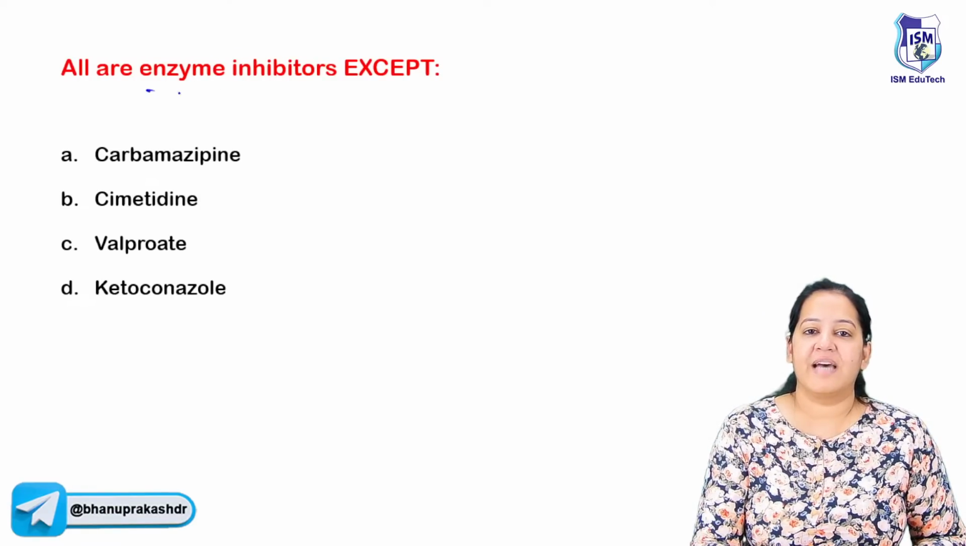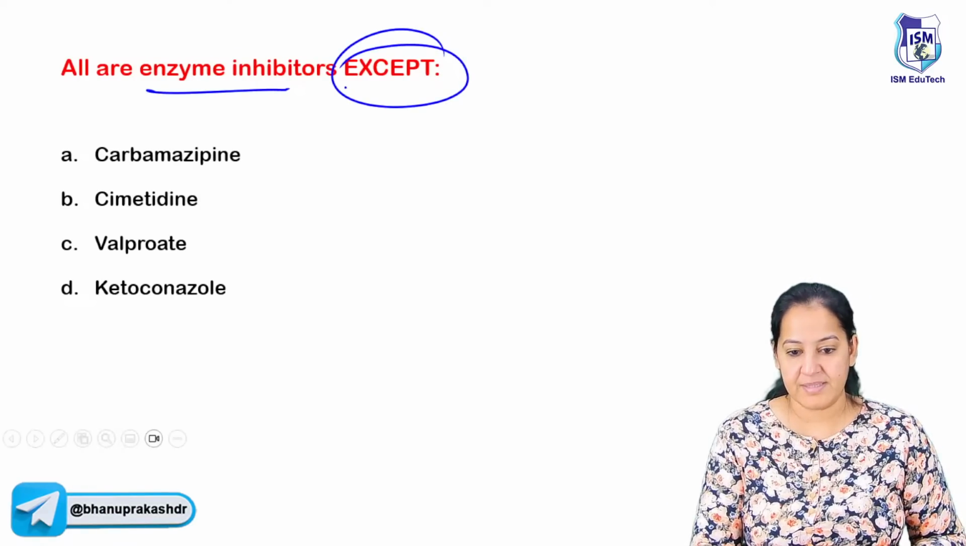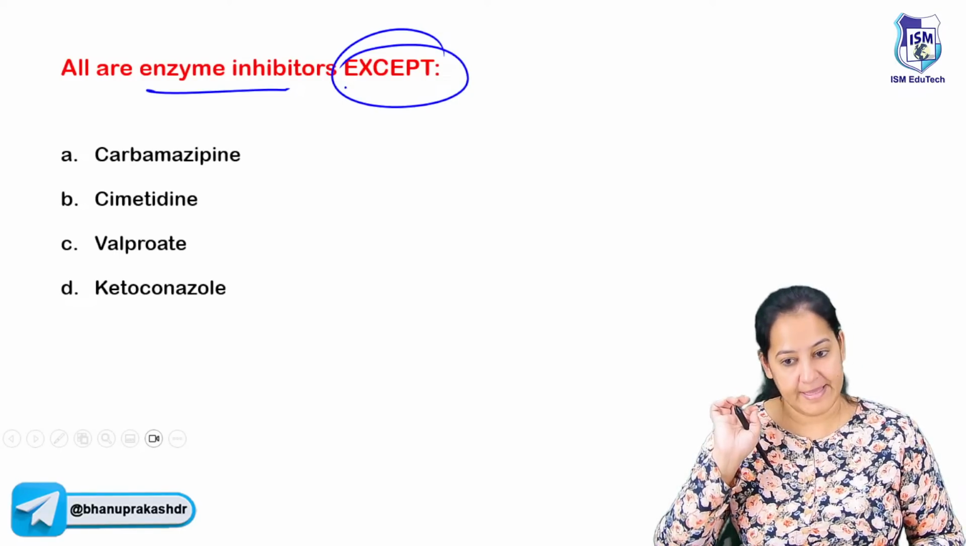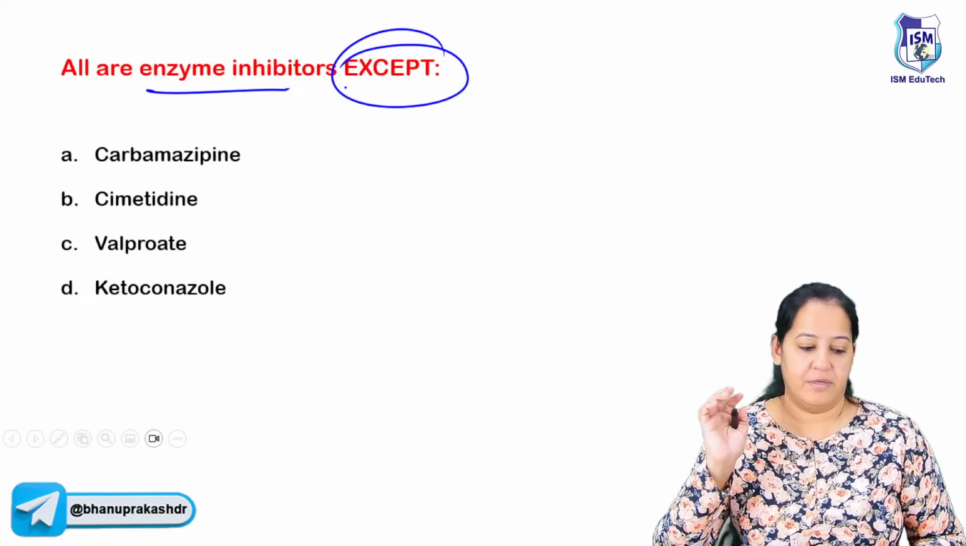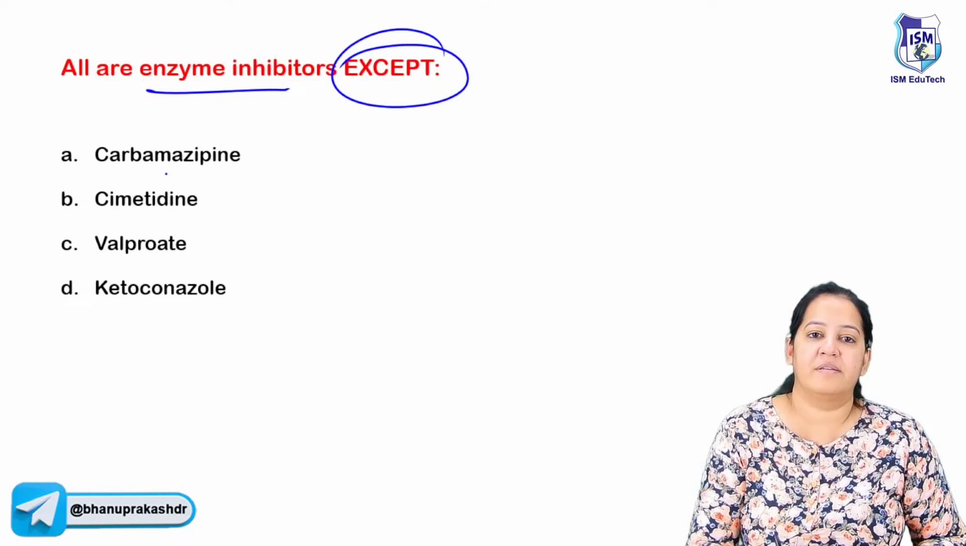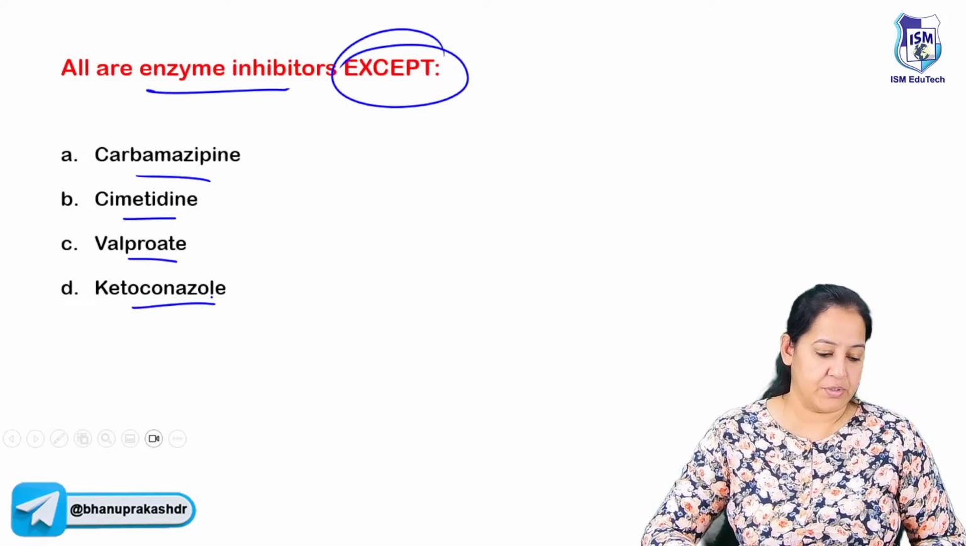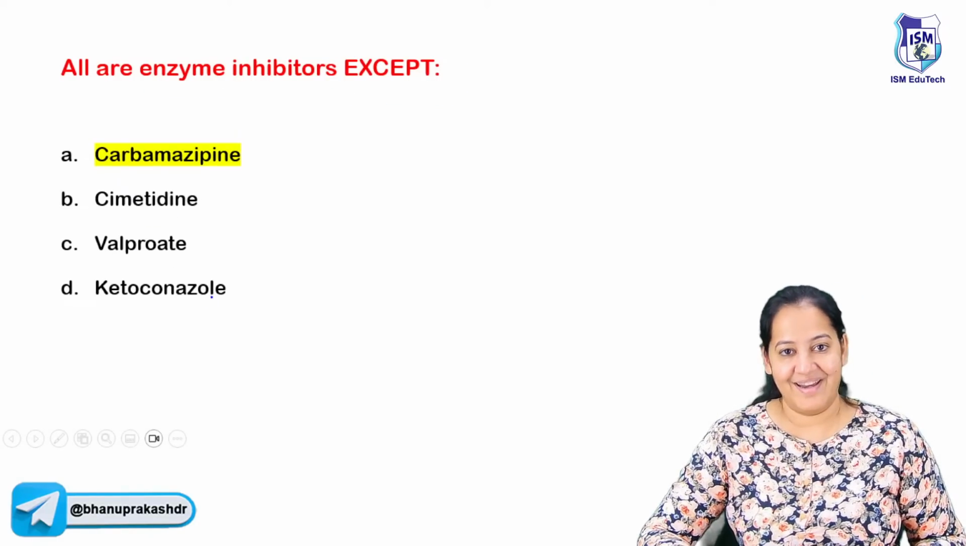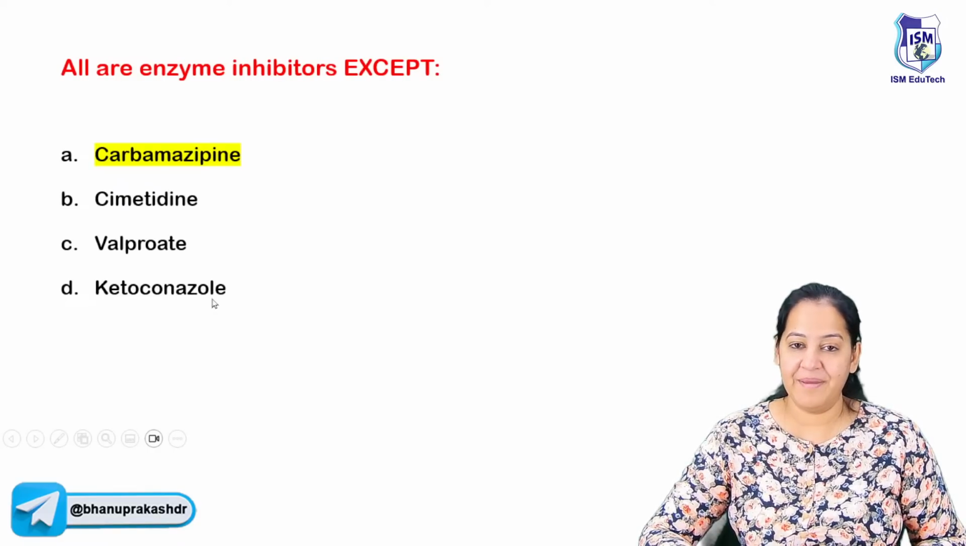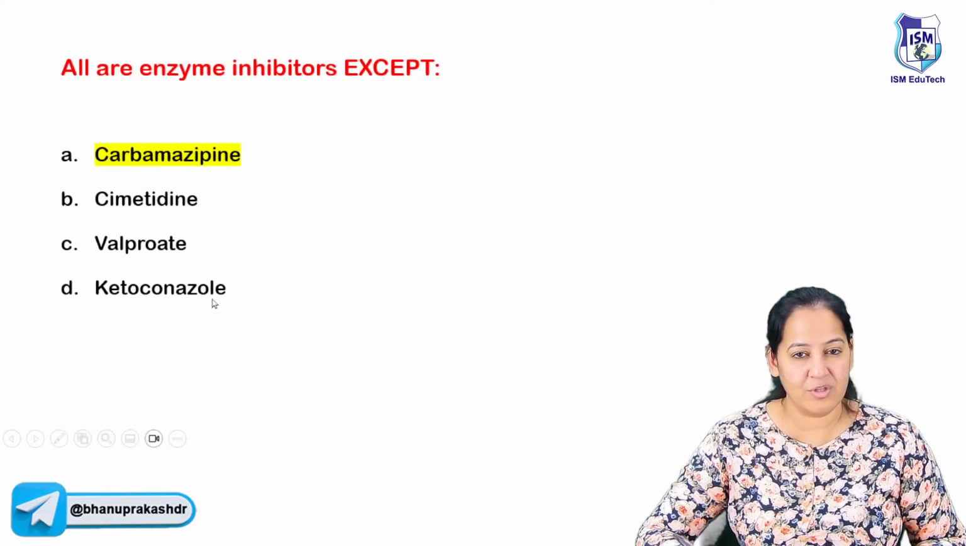All of the following are enzyme inhibitors except. I'm asking, all of the following are enzyme inhibitors except. First, read the question. You tell me what is the correct answer. Is it carbamazepine? Is it cimetidine? Is it valproate? Or is it ketoconazole? What is the correct answer here? Yes, the correct answer is carbamazepine. So how did you come here? I mean, you know the mnemonic or you know the concept behind that.